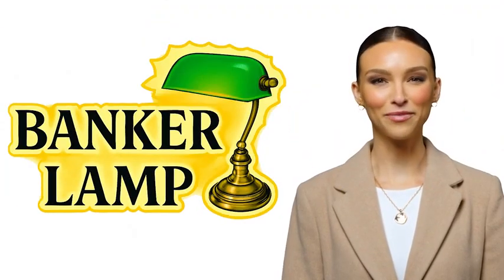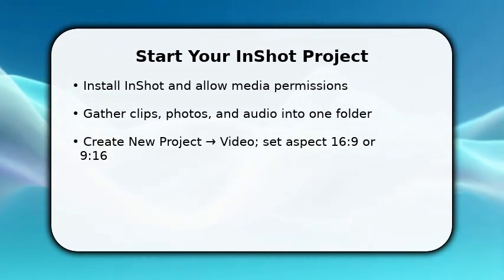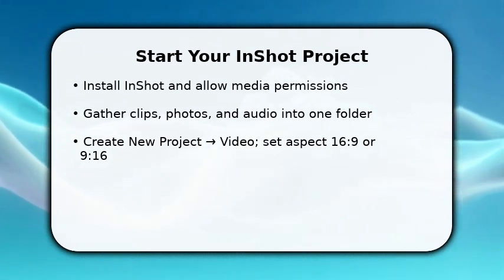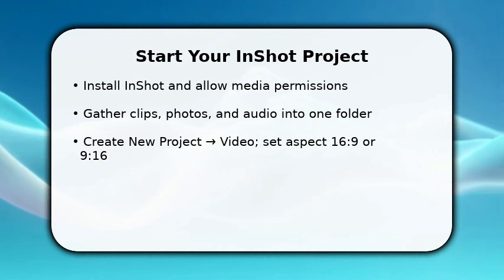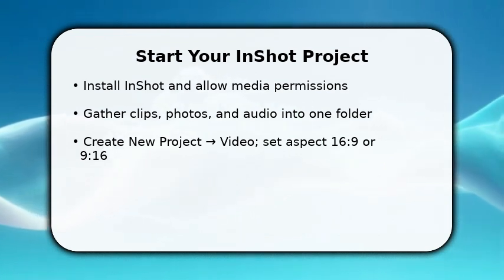Please enjoy the video. You begin by opening InShot and creating a new video project so you can act immediately. Import your gathered clips and audio. Once added, tap each clip to trim the rough edges. Make sure to set the aspect ratio right away: 16:9 for YouTube or 9:16 for Reels, because that determines framing.